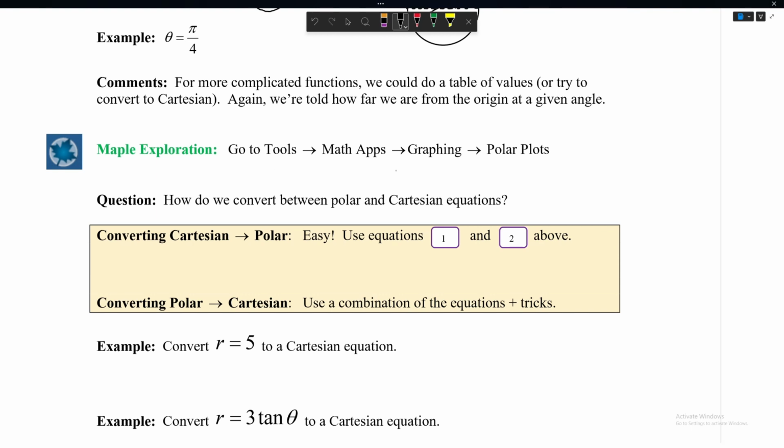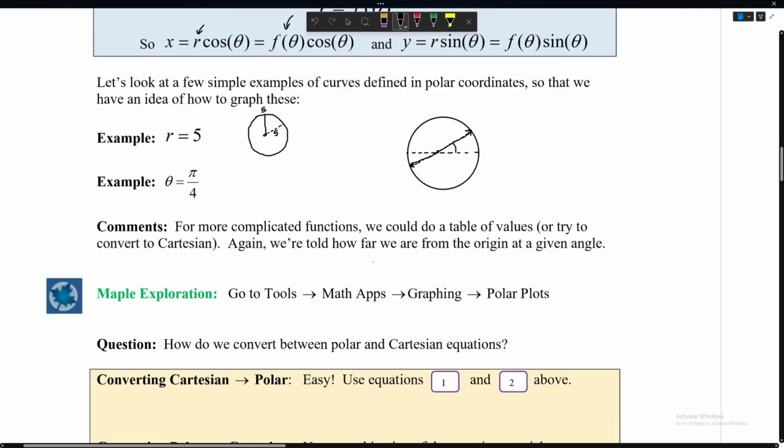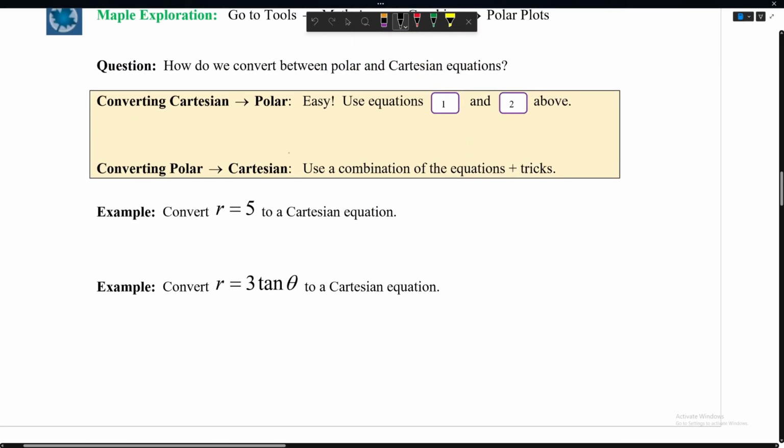Again, we're told how far we are from the origin at a given angle. How do we convert between polar and Cartesian? We just went over it right here. We've been converting. You see here we had x and y. You can convert in between. And here they have some examples.